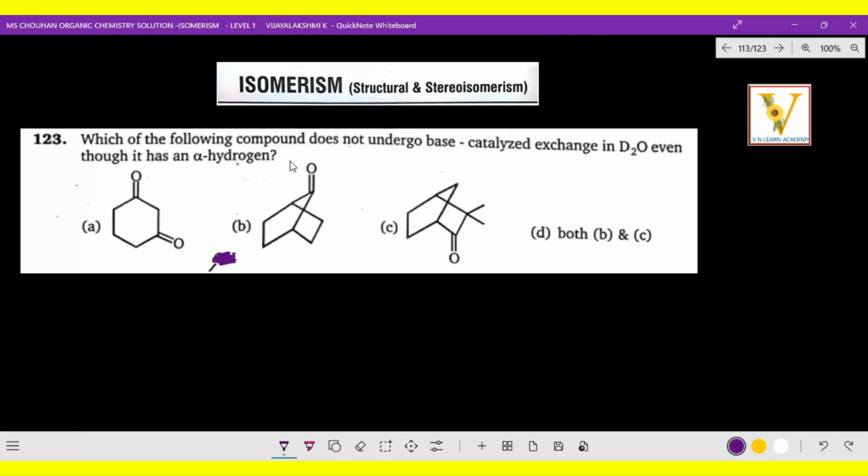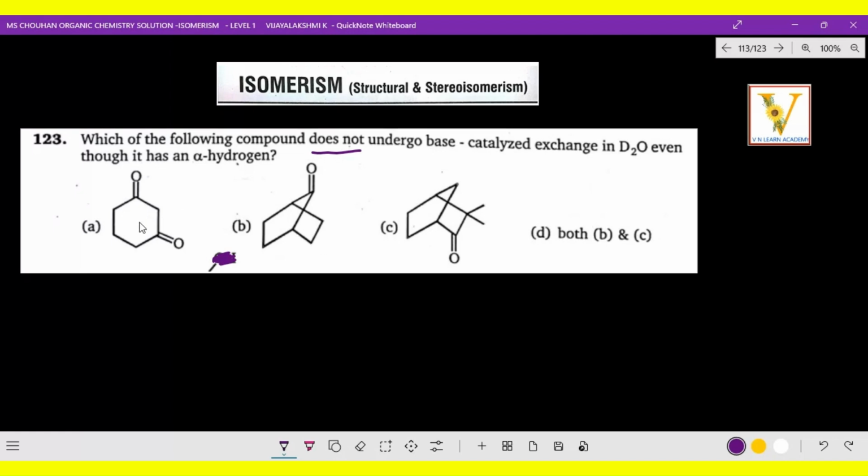Which of the following compounds does not undergo base catalyzed exchange with D2O, deuterium oxide, even though it has an alpha hydrogen? So this question is basically about tautomerization, that is keto-enol tautomerism, right? In that, when an alpha hydrogen is there, tautomerization is possible, which you know very well. But the question is which one does not undergo tautomerization.